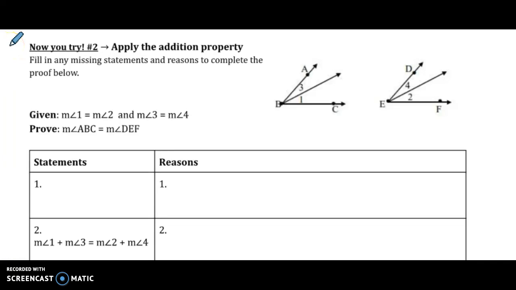This is Unit 2, Lesson 9. Then now you try example number 2. So again, if you haven't tried this yet, please pause the video, try it on your own, and then come back and play the video to check your solution.